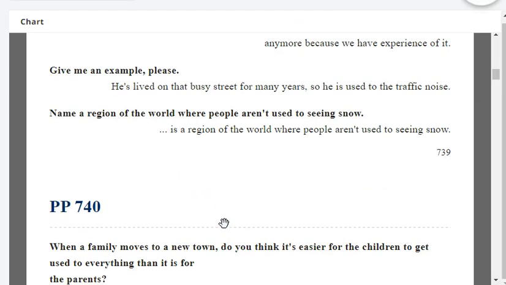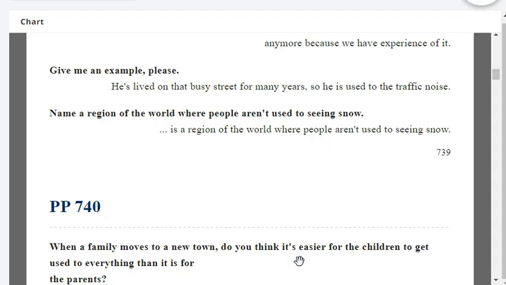Give me an example, please. He's lived on that busy street for many years, so he is used to the traffic noise. Very good. Name a region of the world where people aren't used to seeing snow. Aren't used to seeing snow.